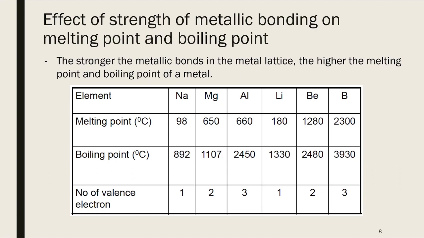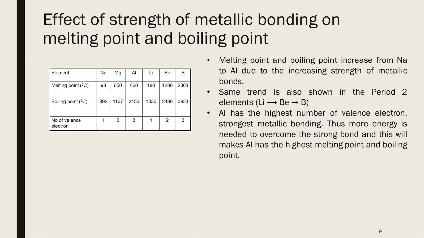So mari kita tengok effect of strength metallic bonding on melting point and also on boiling point. So kita ada sodium, magnesium and aluminium. Itu adalah elemen unsur di dalam period 3, manakala lithium, beryllium and boron itu adalah unsur di dalam period 2. So mari kita tengok trend daripada sodium ke aluminium, unsur di dalam period 3. So bila kita tengok melting point and boiling point increase, and this is due to the increasing of strength of metallic bonds. Okay, dan bila kita bandingkan trend ini dengan elemen di dalam period 2, okay, elemen di dalam period 2 also exhibit the same trend.